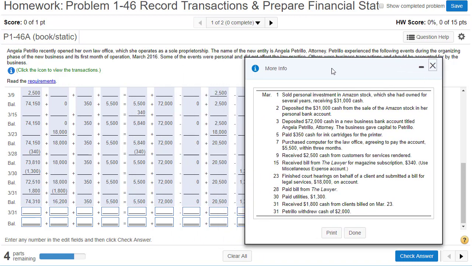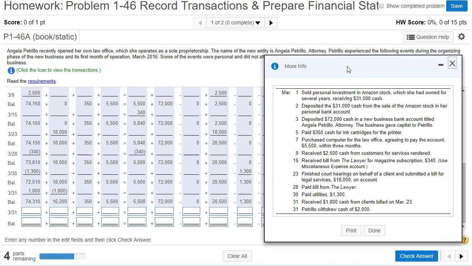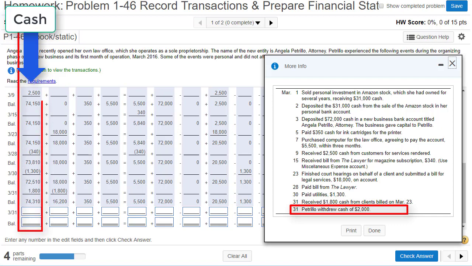And now for our last transaction, which was also on March 31st. Petrillo withdrew cash of $2,000. Because the term withdrew is being used, that means she's taking the cash out of the business to spend on herself. It could be groceries, it could be her personal phone bill, etc. We don't care since we are only recording business transactions. But since she took money out of the business, we need to lower cash by $2,000.